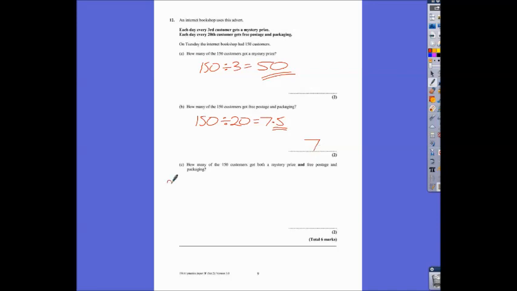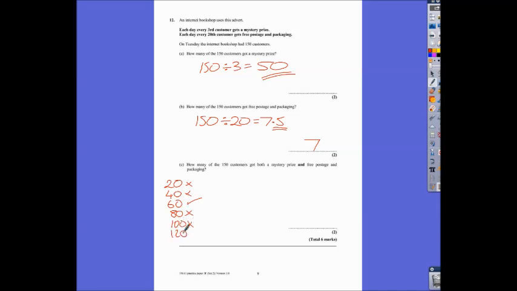Well, for this, the 20th customer would have got free postage and packaging, but 3 doesn't go into that. The 40th customer would, but again, 3 doesn't go into that. The 60th customer would, and 3 does go into that. So that's where the 60th customer would have got both. The 80th customer got his free postage and packaging, but no mystery prize. The 100th, no mystery prize.